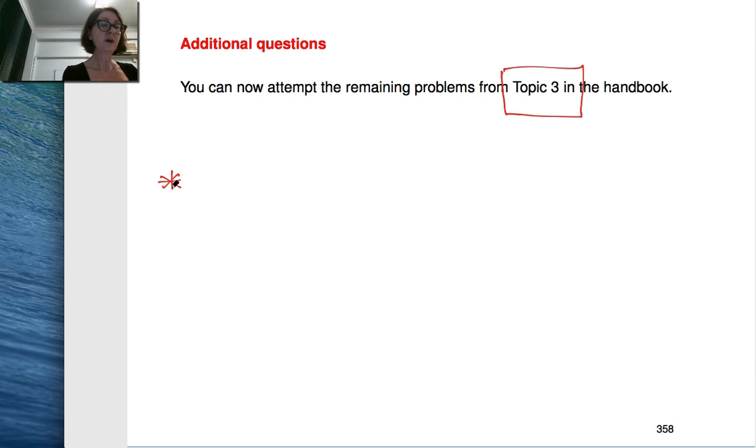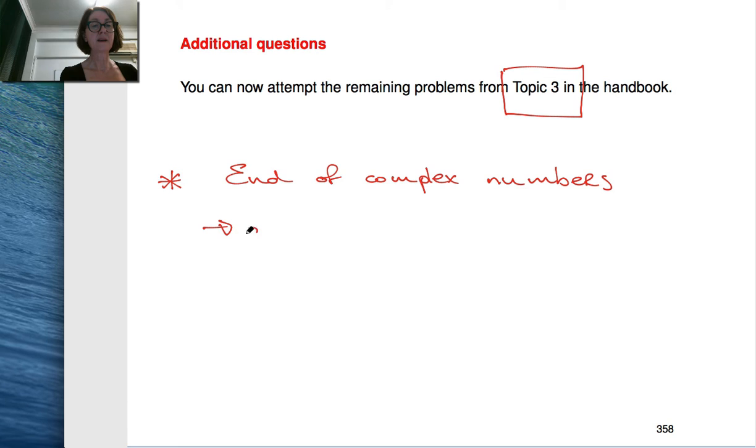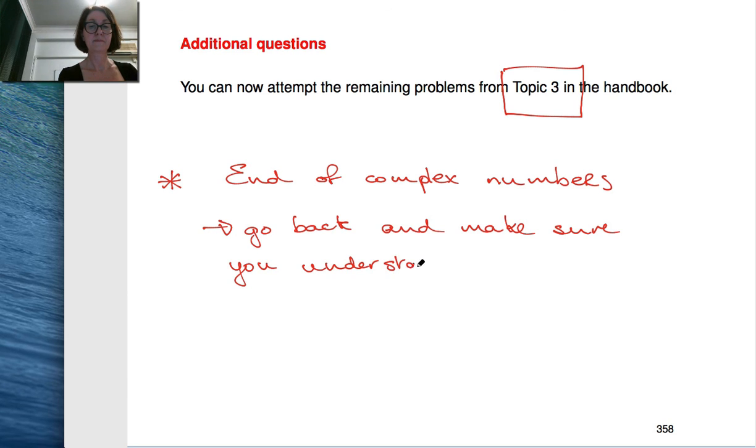When you get to the end of this video, we'll be going over this material in class, and this is the end of complex numbers now. So I strongly suggest that you go back and make sure that you understand all of the things that we were doing here, because we won't really be doing much more with complex numbers in the rest of the subject.